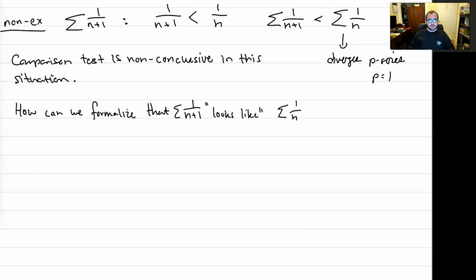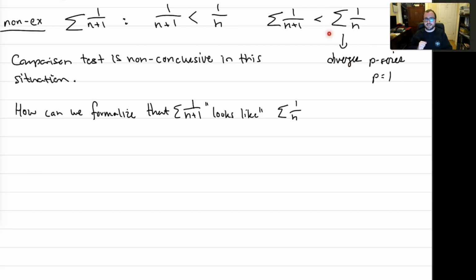Let's continue along with our comparison tests. We ended last time with the direct comparison test, and we did a non-example, meaning we had a series 1 over n plus 1 here. We showed that it was smaller than 1 over n, so we were able to compare it to a series that looked like it should be compared to. Yeah, 1 over n plus 1 sure looks a lot like 1 over n. But unfortunately, when you have a series smaller than a divergent series, the comparison test doesn't tell you anything.